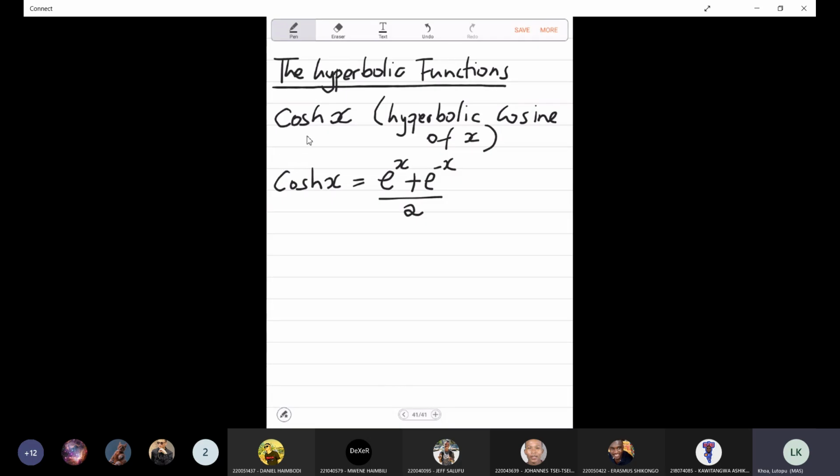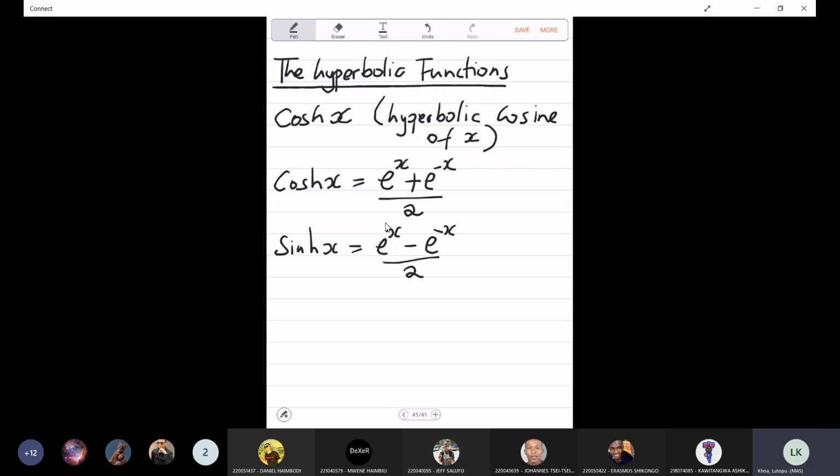Then we have the hyperbolic sine of x. This is e to the power of x minus e to the power of minus x divided by 2. So you can see these are similar. The only difference is with cos we have plus, with sine we have minus. Okay, so this is the hyperbolic cosine, hyperbolic sine of x. And the tan is obviously defined in the same way. We say sine divided by cos.